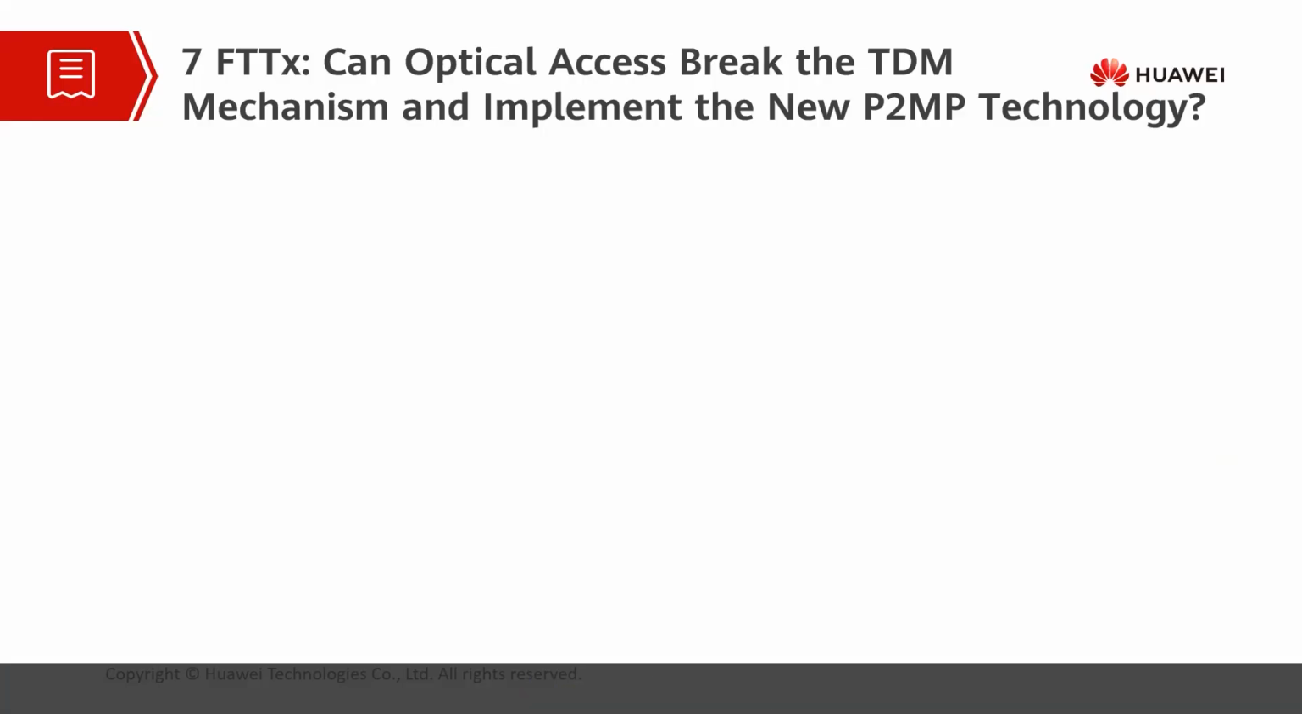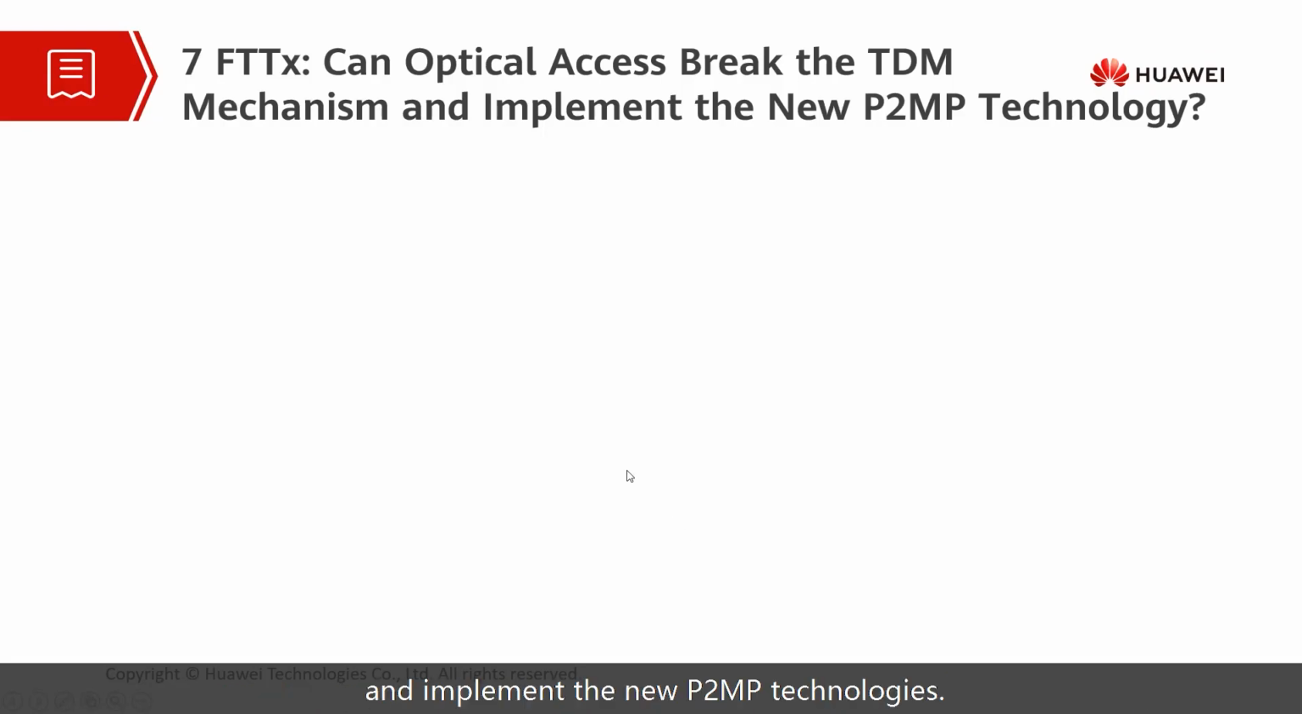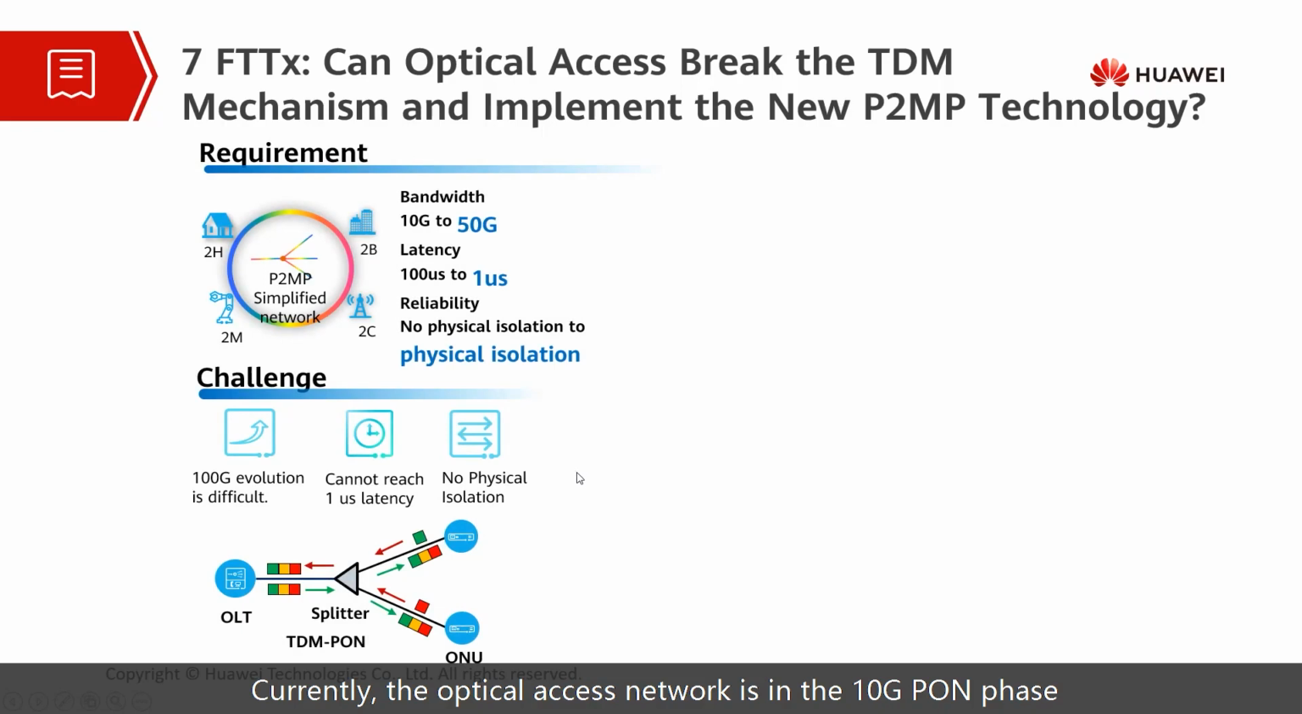First, number 7: whether the optical access network can break through the TDM mechanism and implement new point-to-multipoint technologies. Currently, the optical access network is in the 10G PON phase and can provide 10G upstream bandwidth and 100 microsecond latency. Services are isolated using different VLANs.